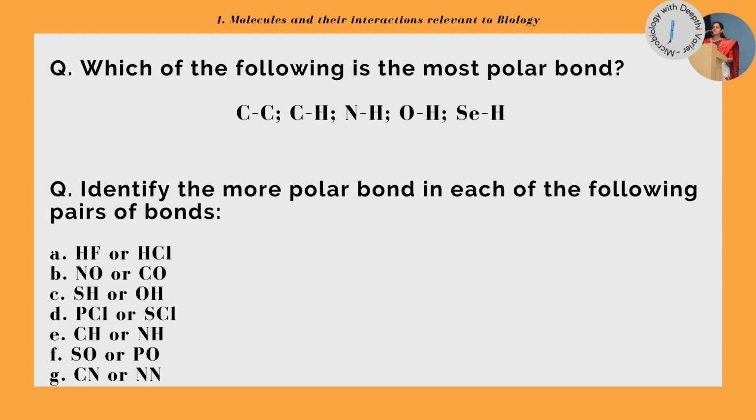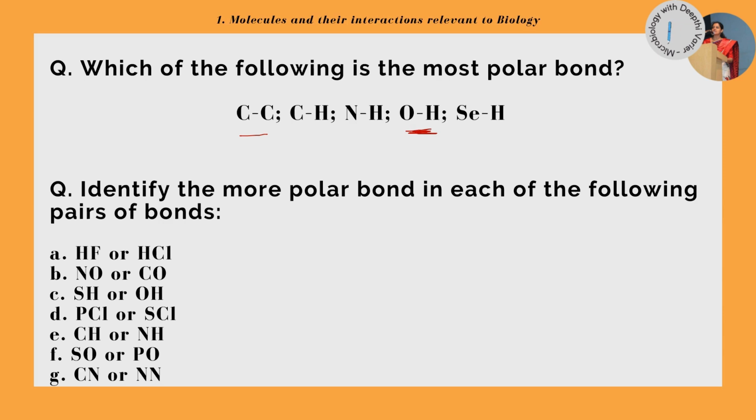Now why I did not consider carbon-carbon at all is because both atoms are the same, which means there is no dipole moment at all. Neither of them is more electronegative than the other. Of the remaining ones which are given over here, the electronegativity difference between hydrogen and oxygen is the most, which means this is the most polar bond that has been given amongst the others.